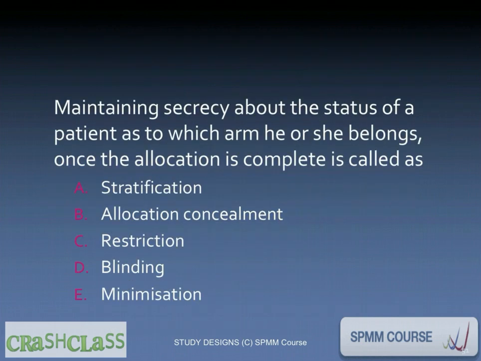Maintaining secrecy about the status of a patient, as to which arm he or she belongs to once the allocation is complete, is called blinding. Once allocation is done, people are assigned to treatment. After that, if you preserve the integrity, it's called blinding. If you preserve the integrity of the sequence even before you allocate patients to treatment, that's called allocation concealment.